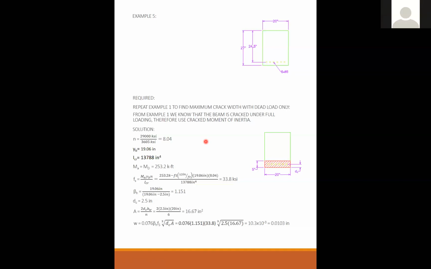Professor, if you make smaller bars, wouldn't that make your beam wider? Well, within your allowable width, yes. Oh, okay, makes sense. Thank you.